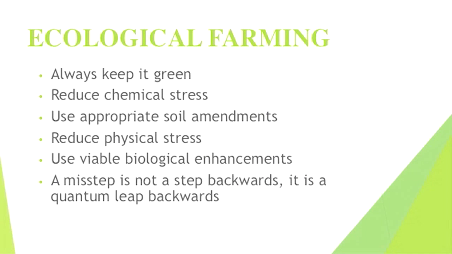You have to do a systems approach. When I go around the country and look at the farmers who are cover cropping, who are farming biologically, everyone does the system, and if they're missing any part, the system collapses. One thing you'll notice: 1, they always keep it green. 2, they reduce their chemical stress. 3, use appropriate soil amendments. 4, they reduce physical stress. 5, use viable biologicals. And 6, and this step's not a step backwards, it's a quantum leap backwards.